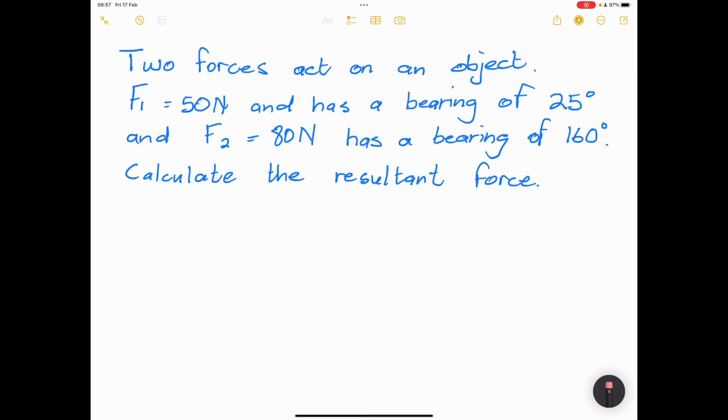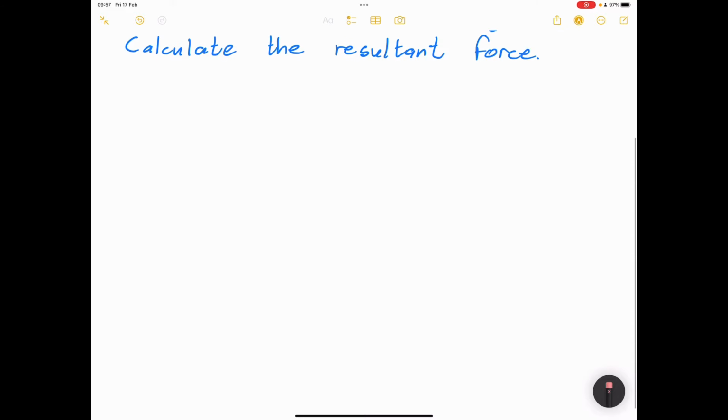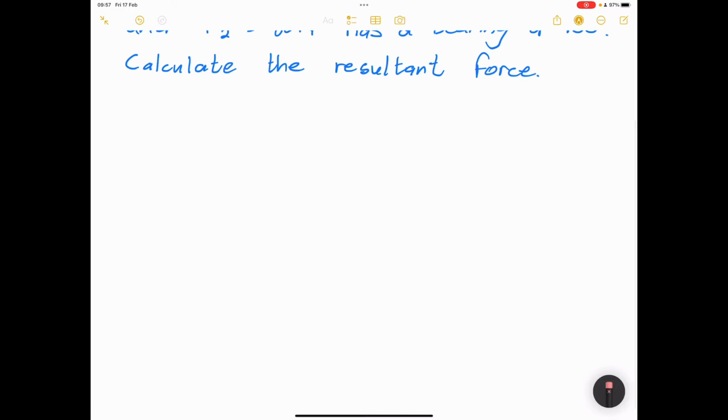All right, so let's take this example. They say we've got two forces that act on an object. Force F1 is 50 newtons and has a bearing of 25 degrees, and F2, which is 80 newtons, has a bearing of 160, and they want us to calculate the resultant force. Okay, so let's just have a drawing. We're not going to draw it to scale. We're just having a sketch drawing so that we see what that looks like.